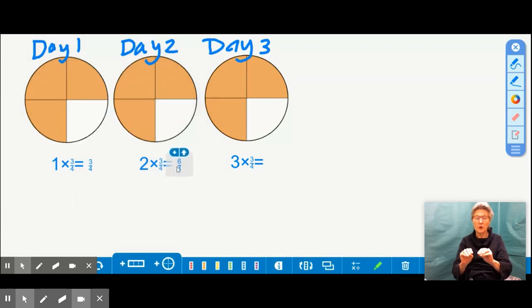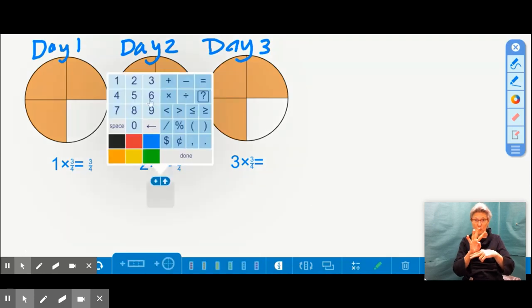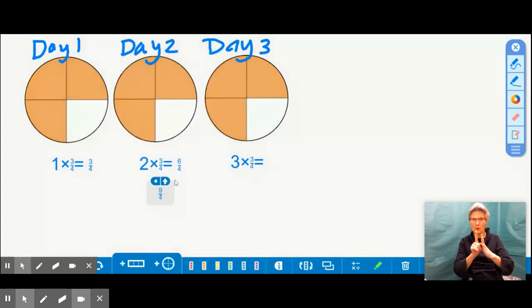I could have also thought about it as 6 times the unit fraction of 1/4, because I have 6 shaded parts. And now, same thing for day 3. I have 9 shaded parts and each of them represents fourths. So at the end of day 3, he has practiced for 9/4 of an hour, or 9/4 hours.